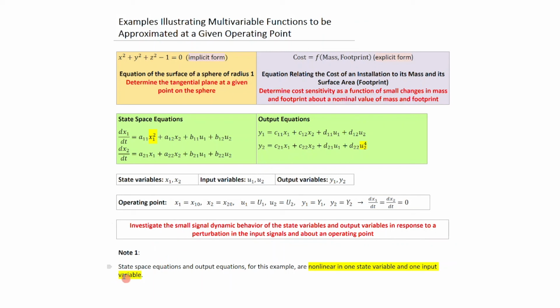So this is again just a summary. State space equations and output equations for this example happen to be nonlinear in just one state variable and one input variable.